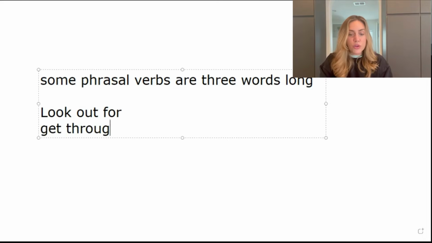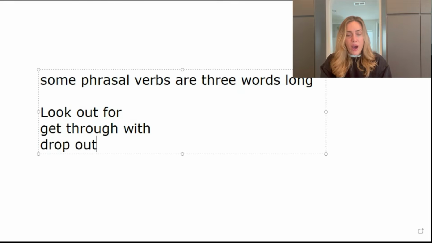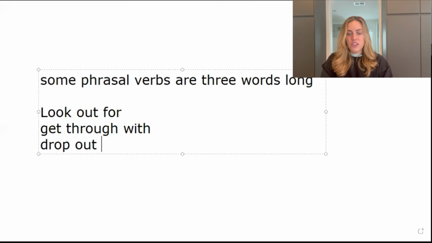Or for example, you can say, let's get through something, that means to finish, but you can also say, let's get through with this, okay? Or here's one example, drop out. You can drop out, period. That means to leave something, to quit something. But if you say drop out of, same meaning, but now you are able to add objects after it.